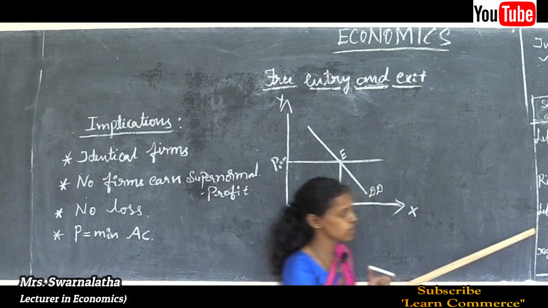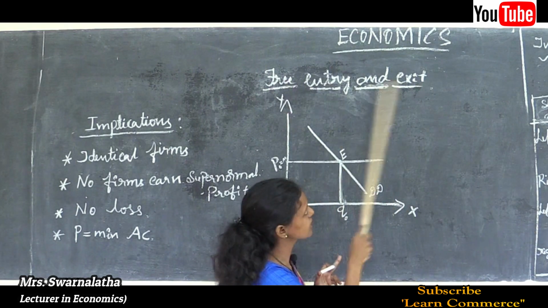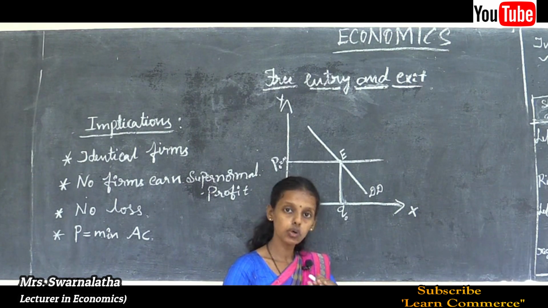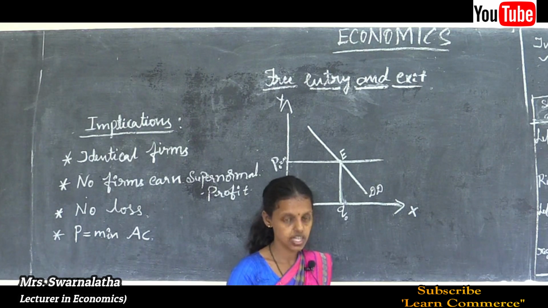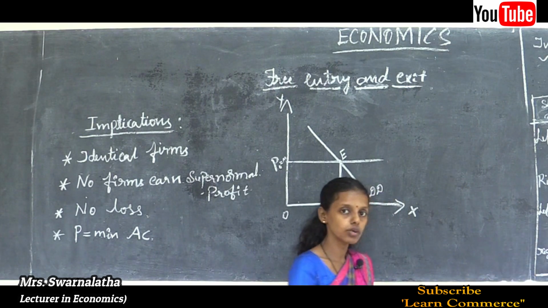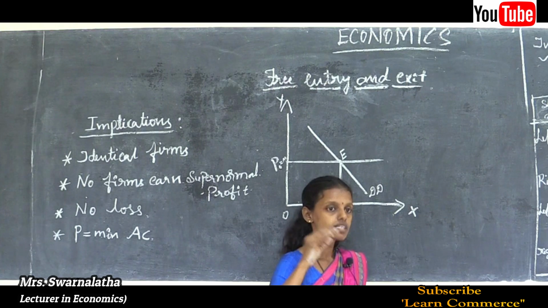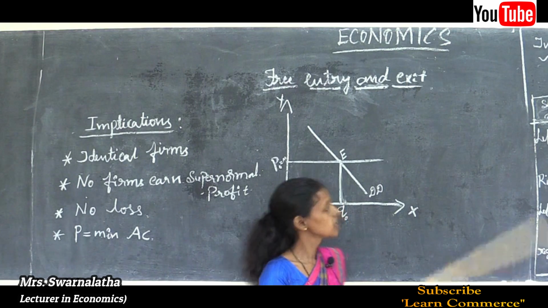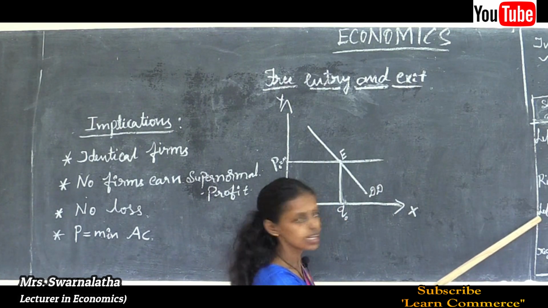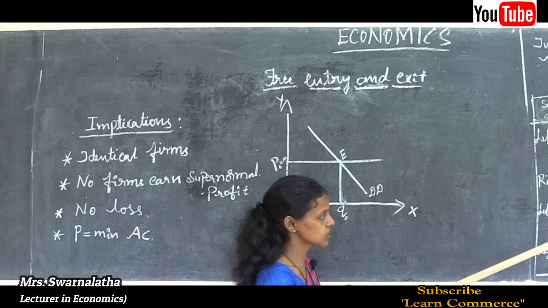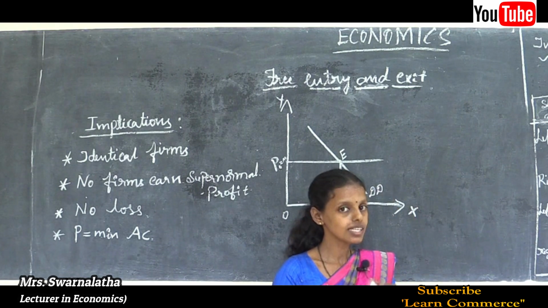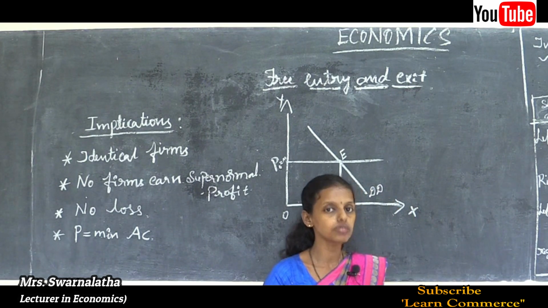A simultaneous shift occurs because of free entry and exit of the firms. During the supernormal profit, no firms are ready to exit from the industry. Supernormal profit is nothing but above normal profit, meaning revenue is greater than the cost. For example, due to free entry and exit, in the initial stage when normal profit occurs, a decrease in the price leads to an increase in the demand for the product.